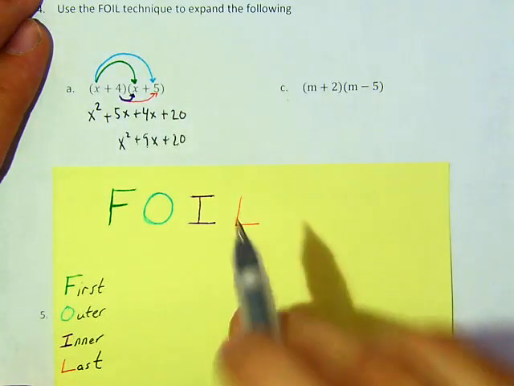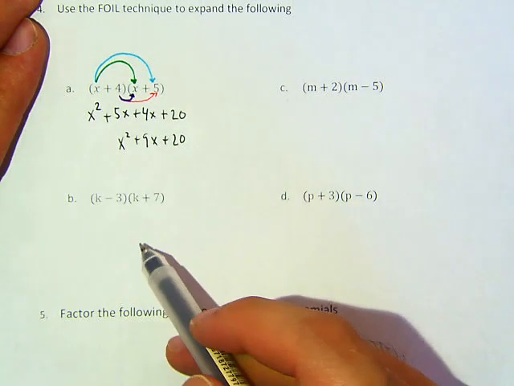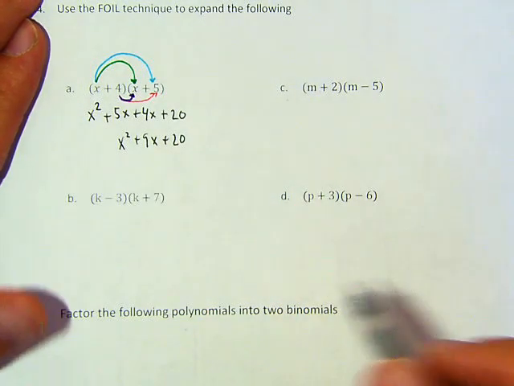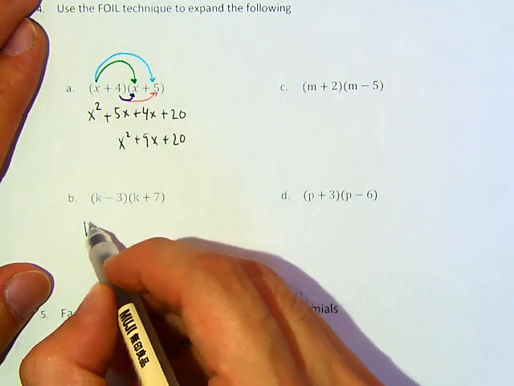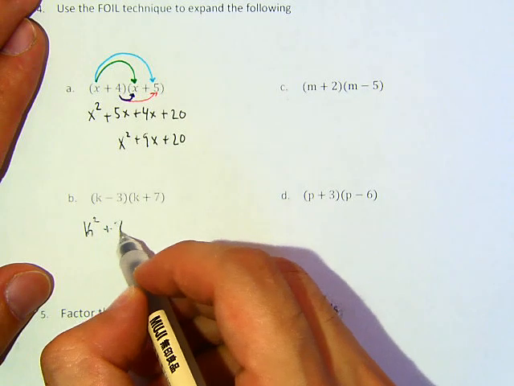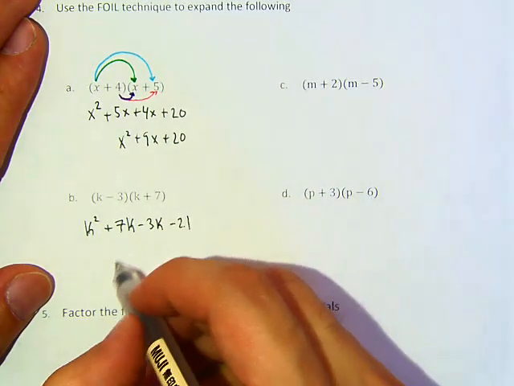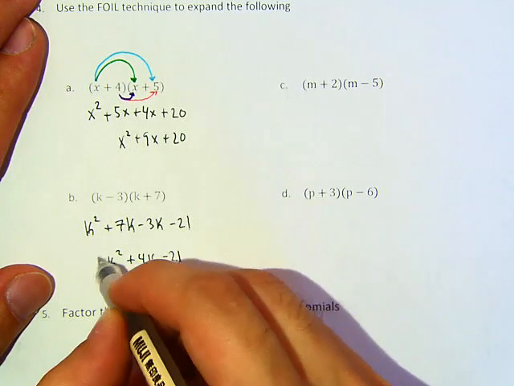Okay? What I want you to do is do the same FOIL technique for the other 3 questions, okay? Try and pause the video and do it. So here, I'm gonna do it very fast. Here, k times k is k squared. K times 7 is 7k, minus 3k, negative 21. Okay, so then you have k squared plus 4k minus 21.